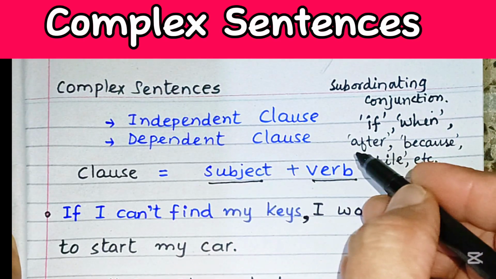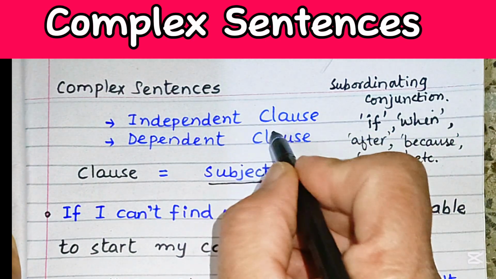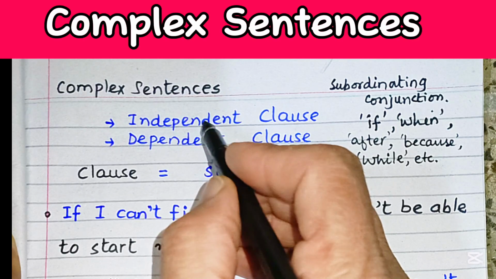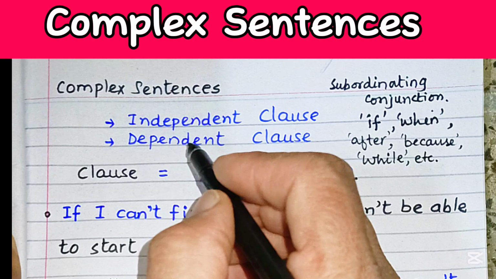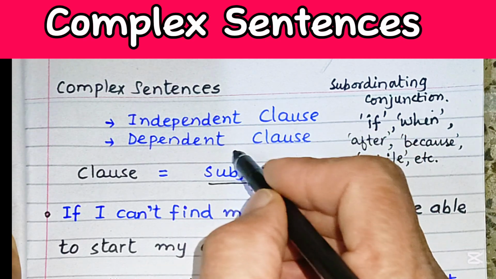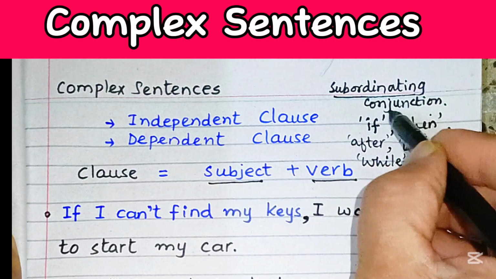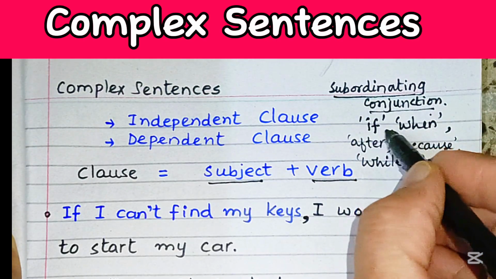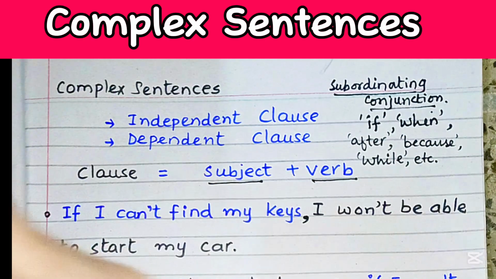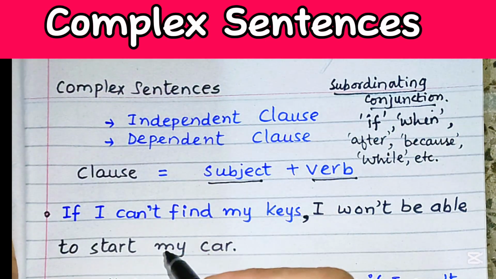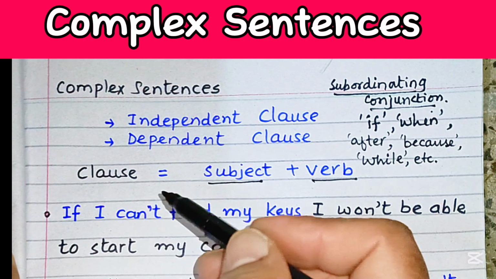So it is mandatory that a complex sentence has two clauses. Number one, an independent clause. Number two, a dependent clause. Both these clauses are connected or joined by subordinating conjunctions such as if, when, after, because, while, etc. There are many different subordinating conjunctions.